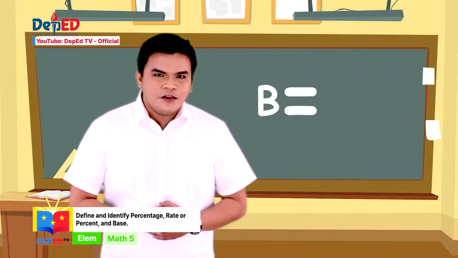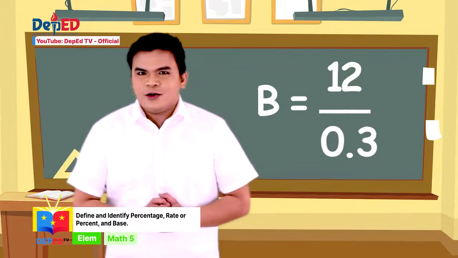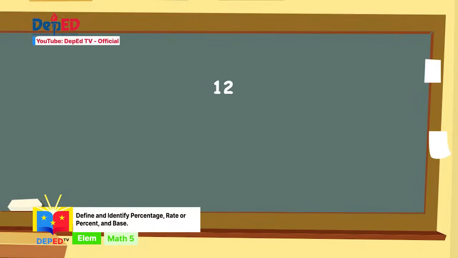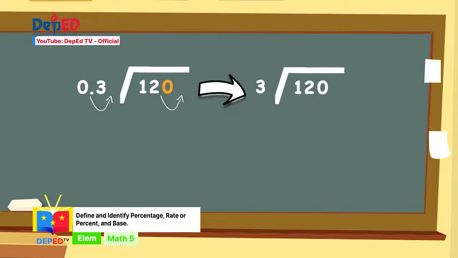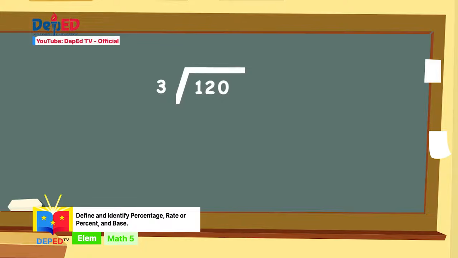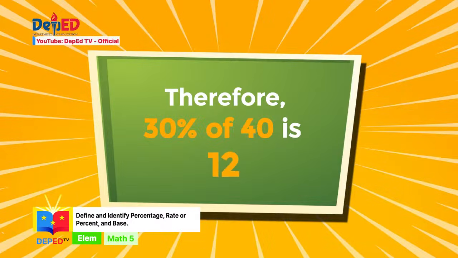B equals 12 divided by 3/10. Having the prior knowledge in dividing whole numbers and decimals, we have to make 3/10 into a whole number and add 0 to the dividend, which is 12. Our new equation is 120 divided by 3. Dividing normally, we know that 120 divided by 3 will give us a quotient of 40. Therefore, 30% of 40 is 12.